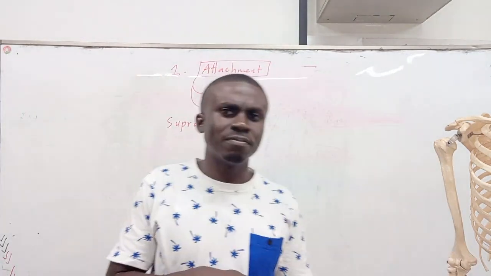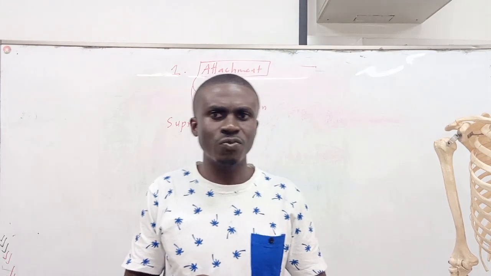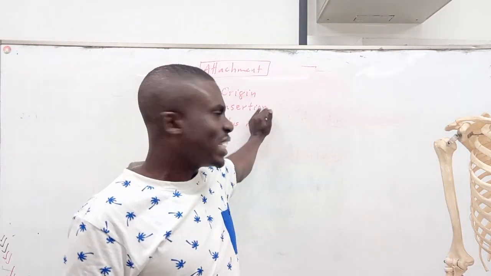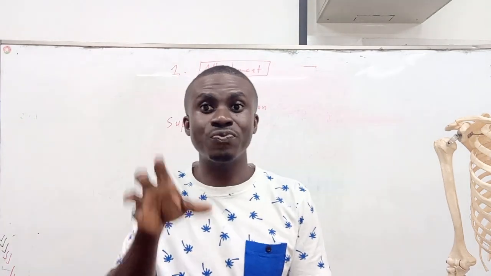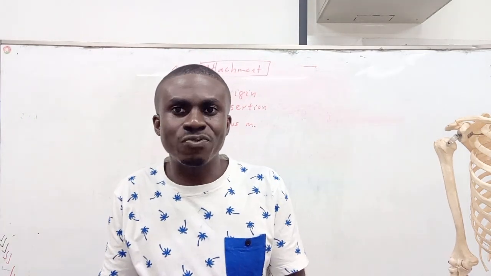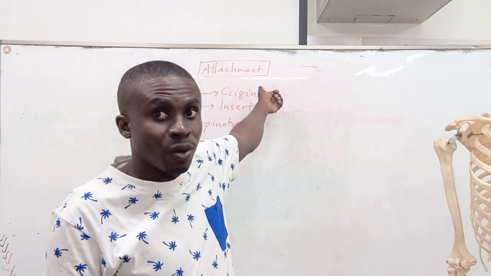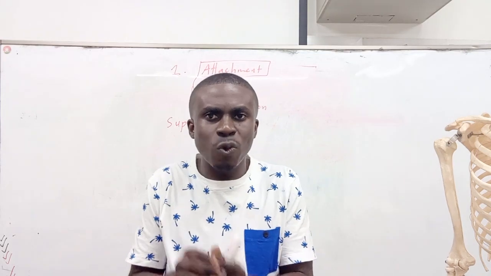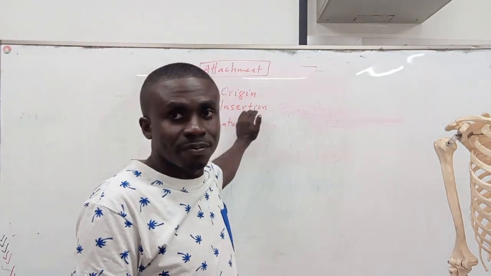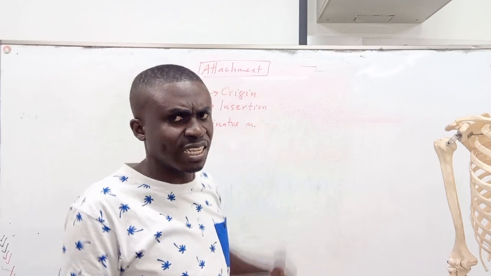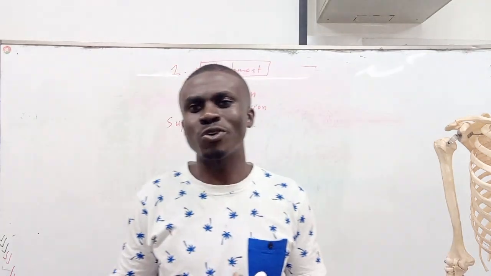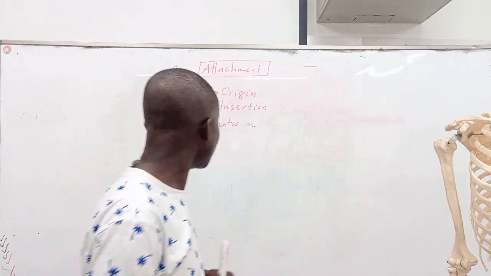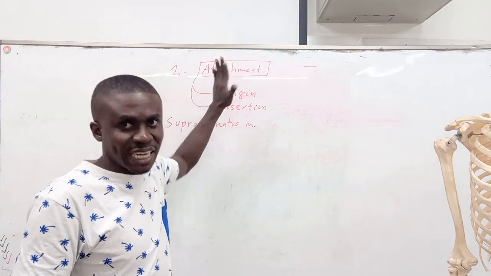Now, sometimes there's something we call fixators. The point of insertion, which is supposed to be movable, can be fixed, so that upon contraction, the point of origin is rather pulled toward the point of insertion. That's also another case. So in special cases where we fix the point of insertion, we can pull the point of origin toward the point of insertion. Okay, that's good. So that's by way of the attachment.